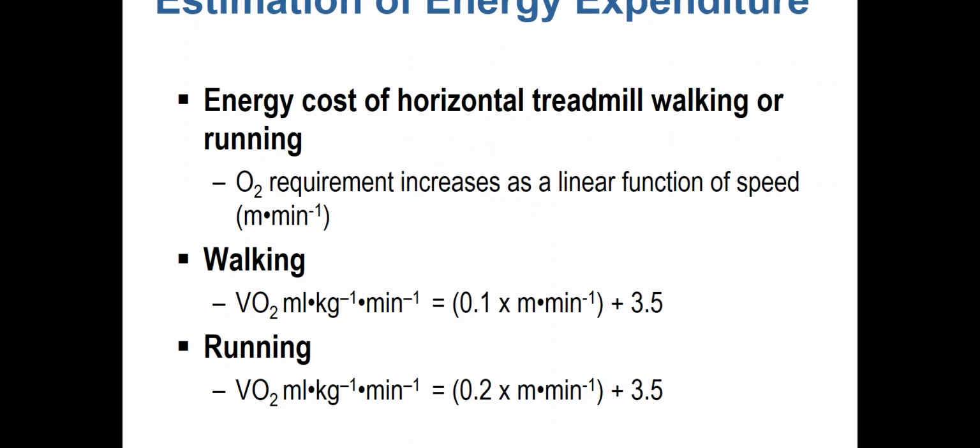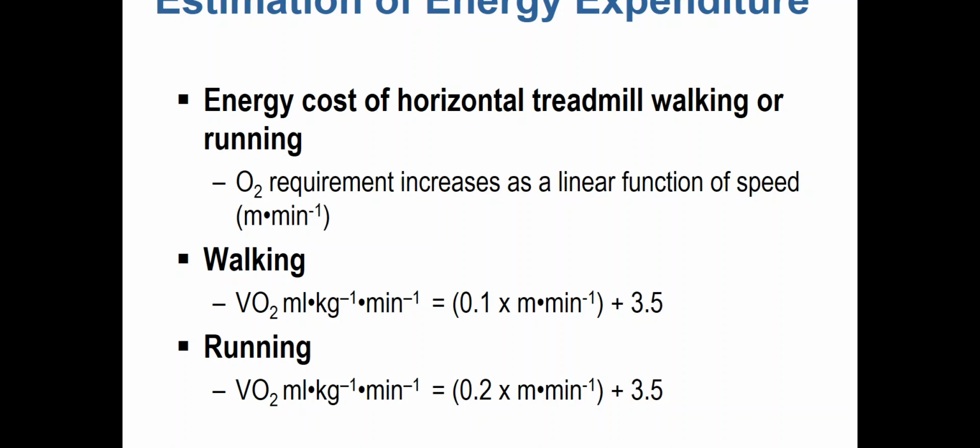But to continue with Chapter 1, we're almost done. Estimation of energy expenditure. Again, when we're talking about quantifying work on a treadmill and determining its energy cost, we also have a couple other things to take into account, and that's the oxygen requirement increases as a linear function of speed.